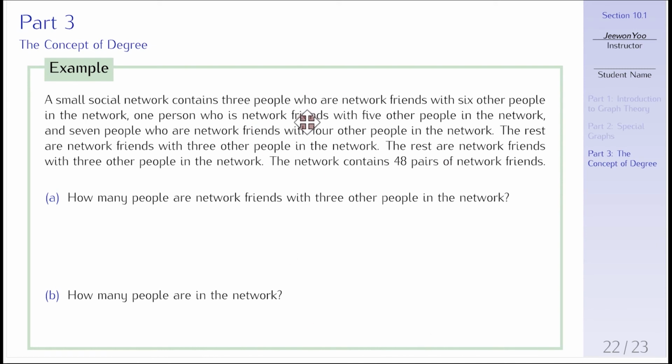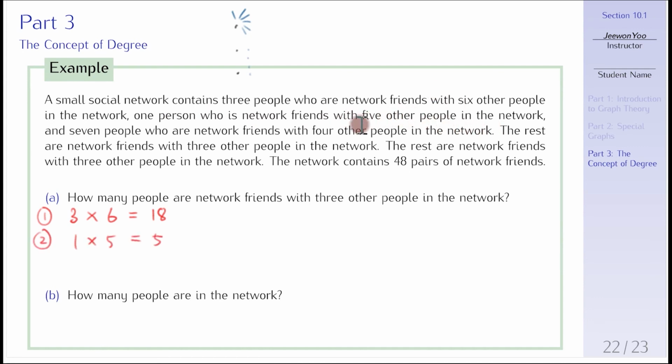This question is actually not much different than the previous question, except that there are more categories. We have 3 people who are network friends with 6 other people. What does it mean, everyone? Like 1, 2, 3, and then we have 6 branches, 1, 2, 3, 4, 5, 6, and so on. So using this first piece of information, we get the portion of the total degree of a graph G, which is 3 times 6. Think about here, one person who is network friends with 5 others.